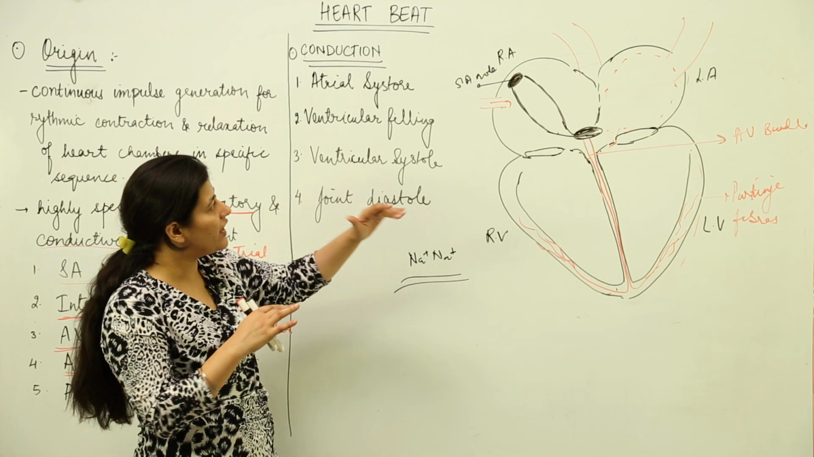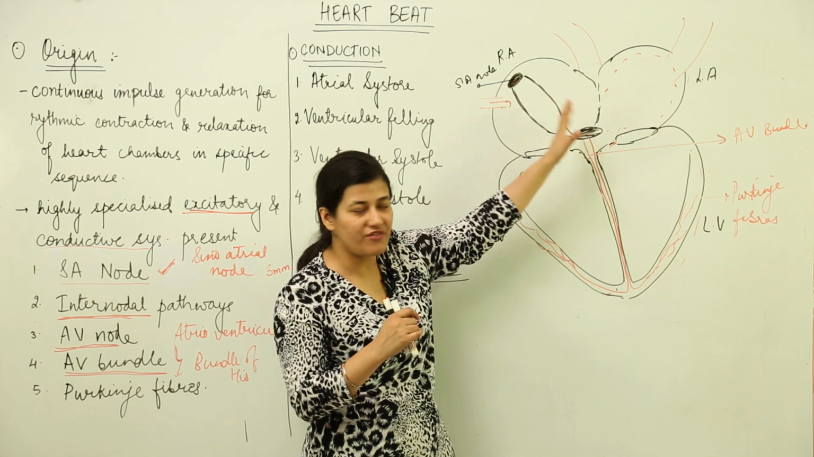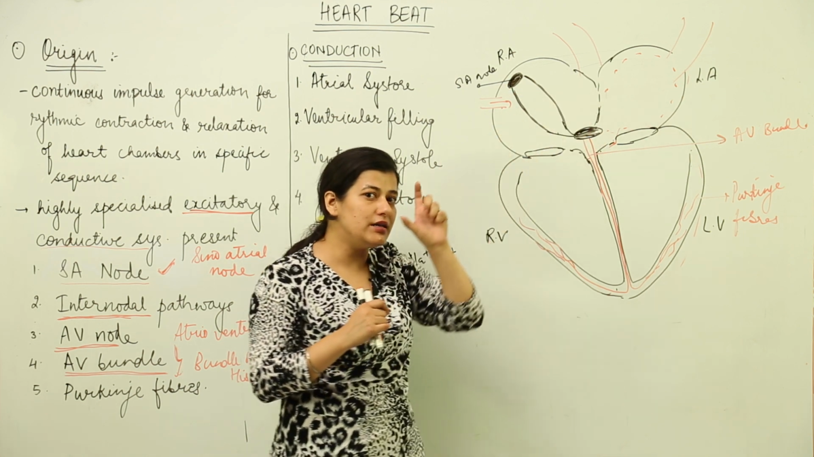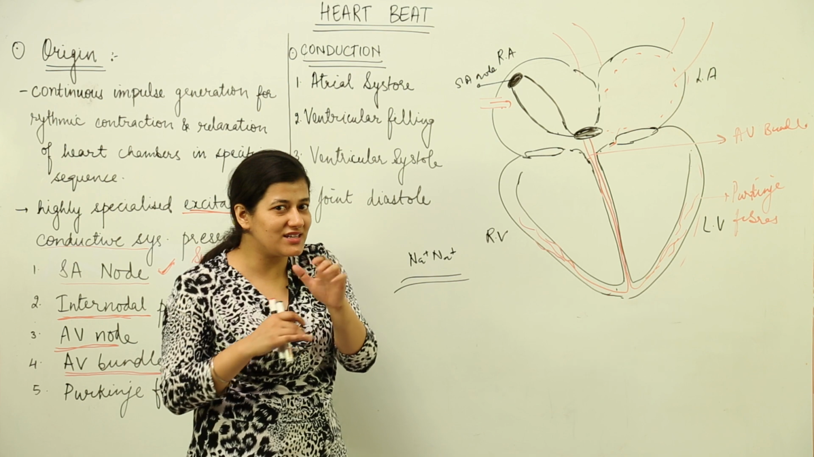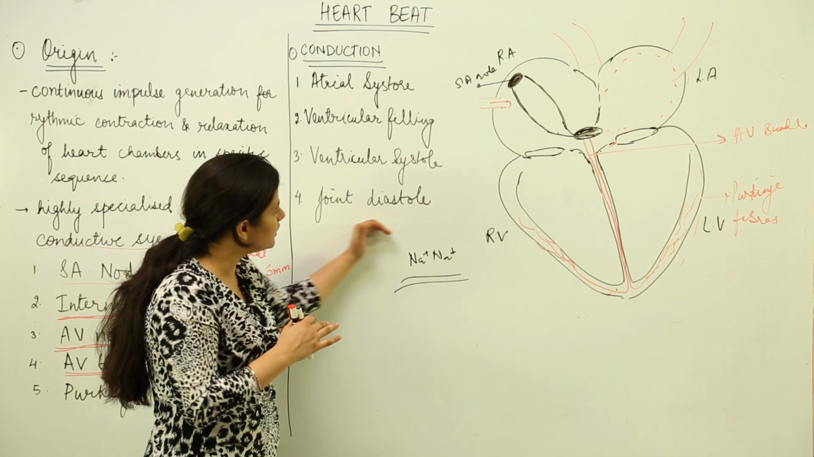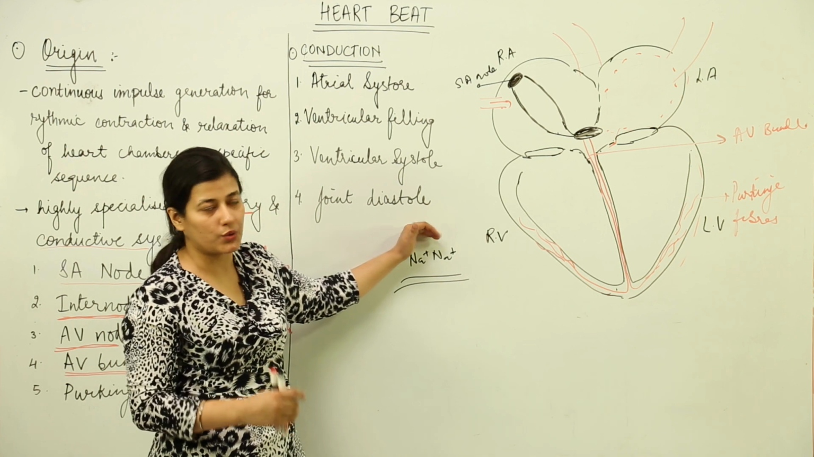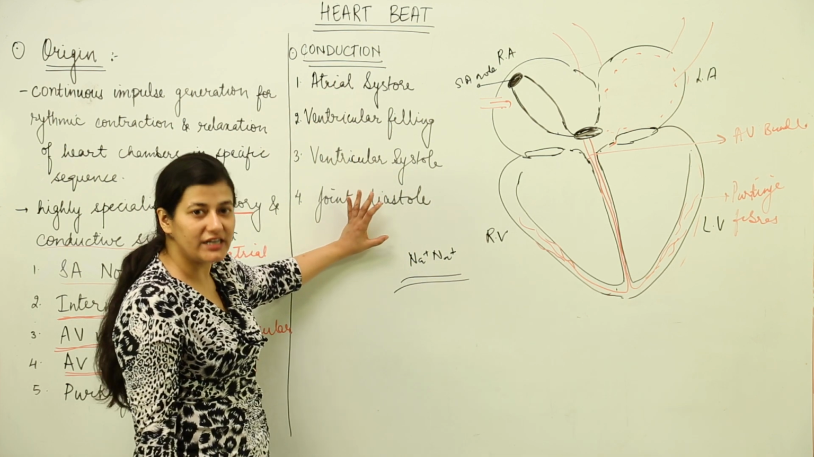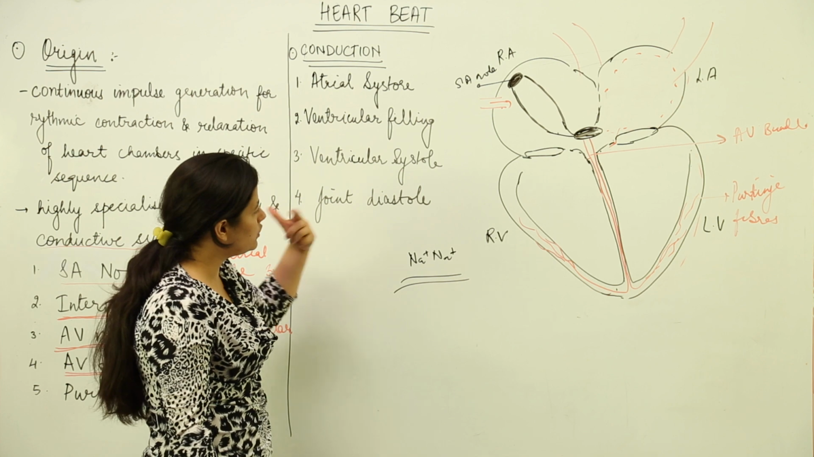Now the ventricles wait for the next wave of contraction to come. In the meantime there is a relaxation in both atria and ventricles, and that particular part is known as joint diastole. So these are the 4 steps in the conduction of heartbeat. We are going to repeat it.